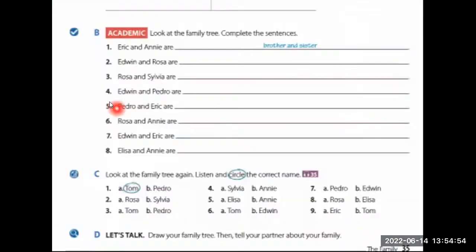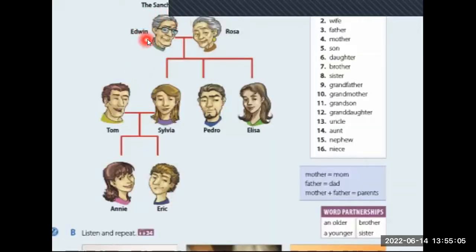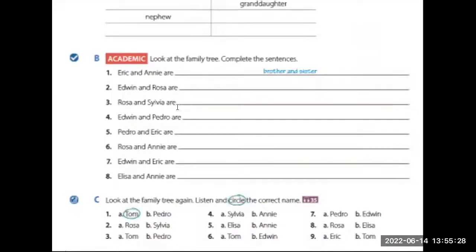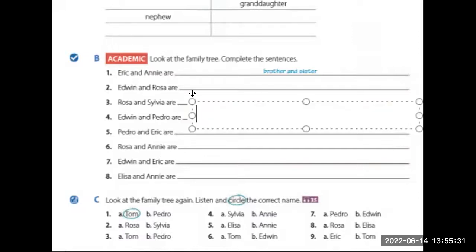Number 4 says Edwin and Pedro. So let's go back and find Edwin and Pedro. Here's Edwin, and here's Pedro. So just like Rosa and Sylvia were mother and daughter, Edwin is father, and Pedro is the son. So let's go fill that in. Number 4. Edwin and Pedro are father and son.